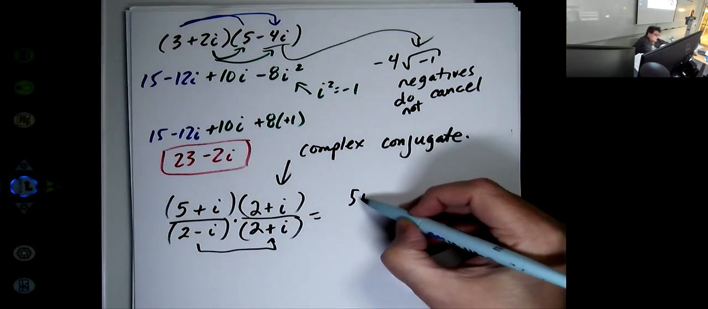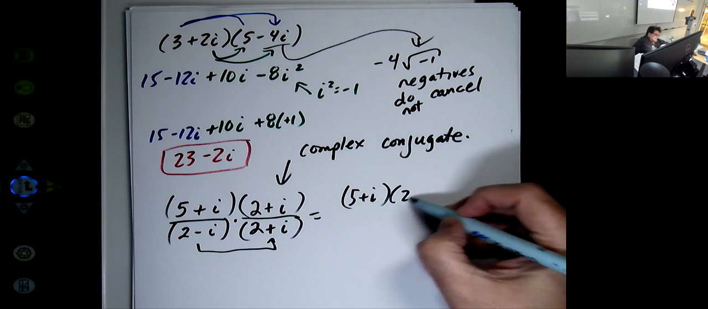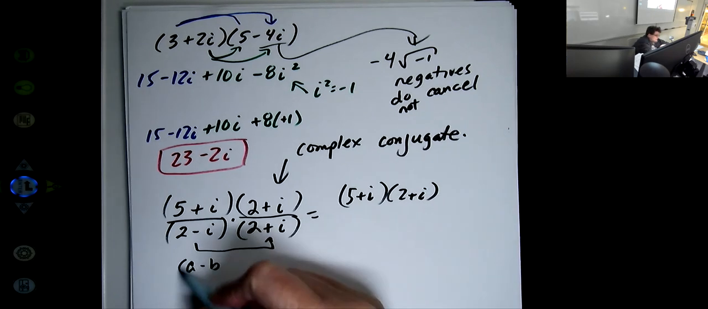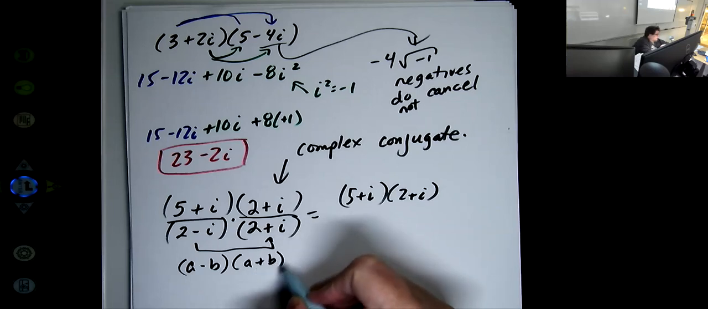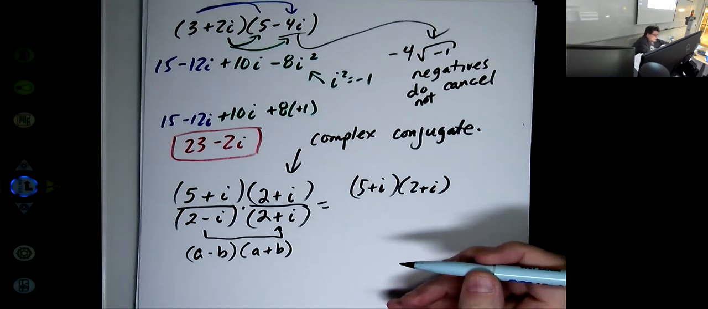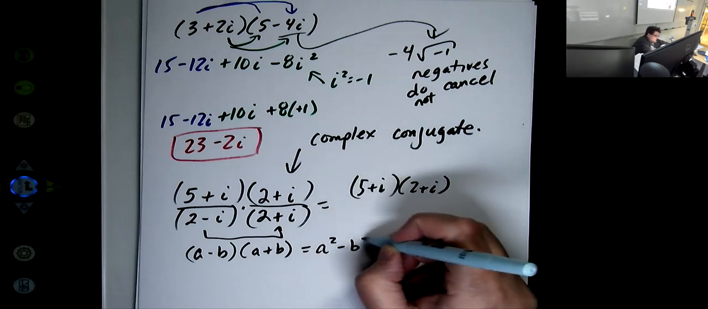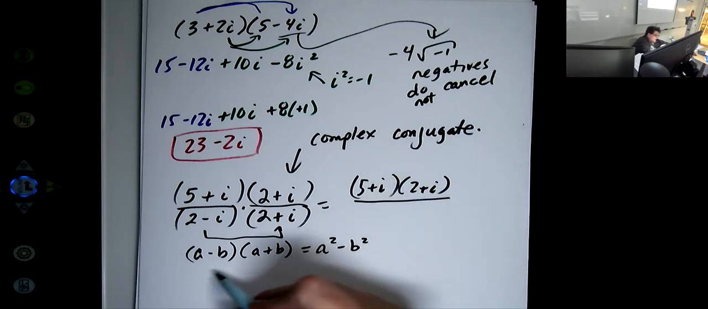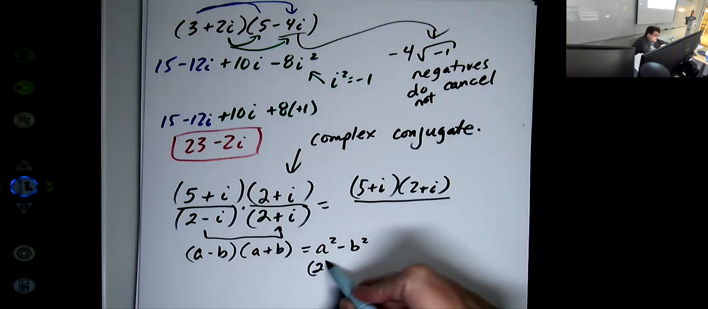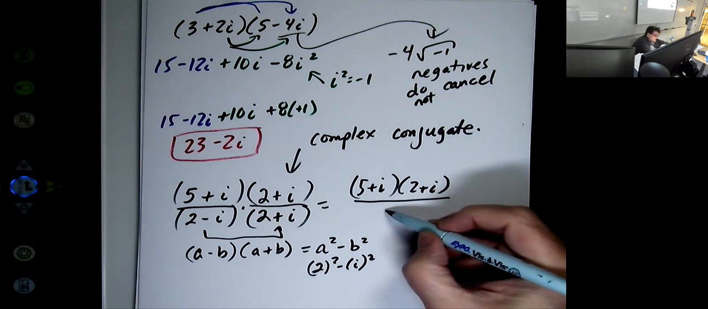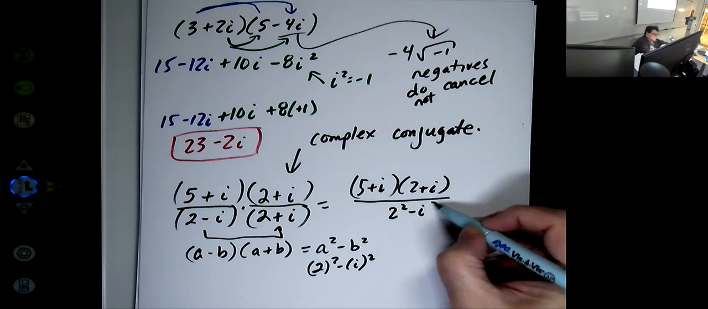And I got 5 plus i on top times 2 plus i. This is a minus b times a plus b now, which is why we do it. Because then we've got the shortcut that equals a squared minus b squared. a is 2 and b is i. So I have 2 squared minus i squared.